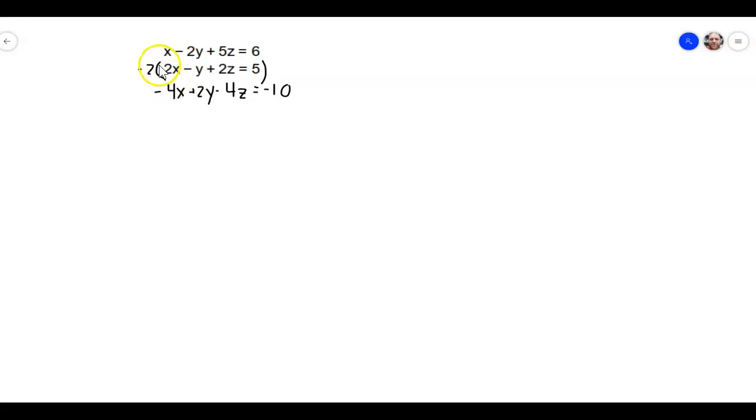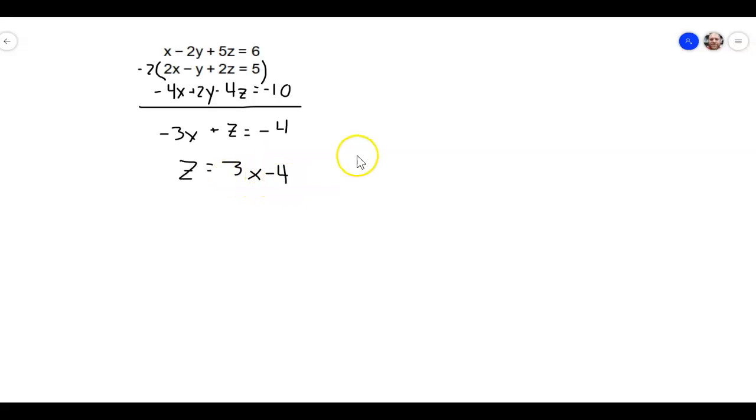So adding the first equation with this new equation that I just got by multiplying the second equation by -2, I'm going to get -3x plus z is equal to 6 and -10, which is -4. And then solving for z, I'm going to add 3x to both sides. So z is equal to 3x minus 4.